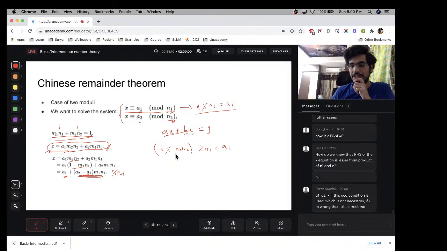If a1 equal to a2 equal to x, CD conjunction is used, which is not necessary. If I am wrong, then please correct me. I did not understand your question, Kaushik.